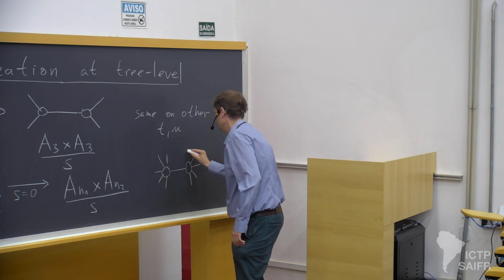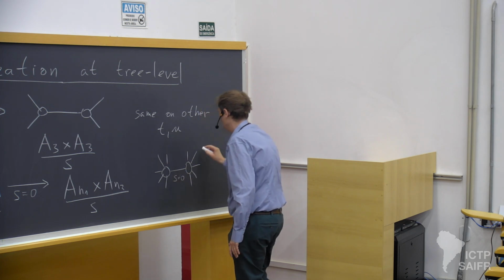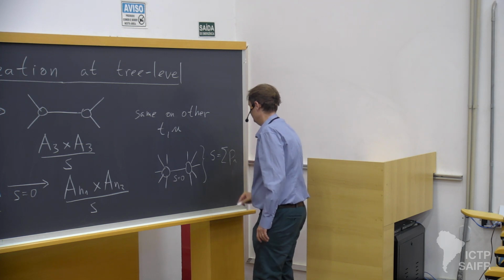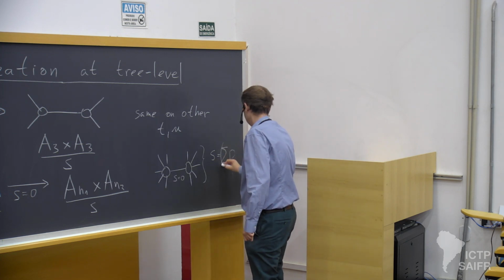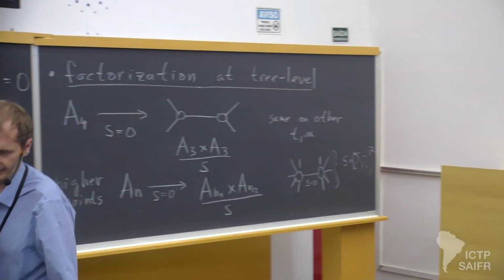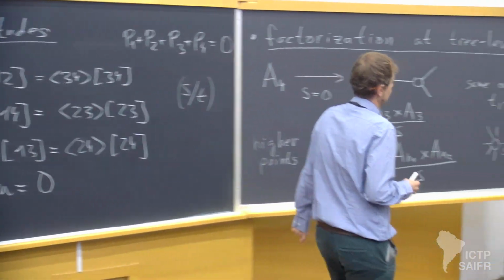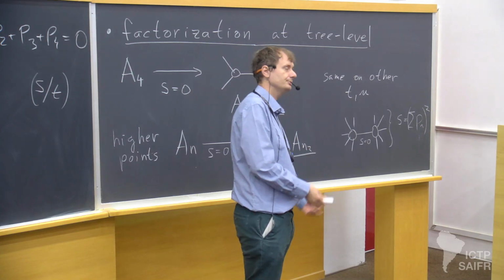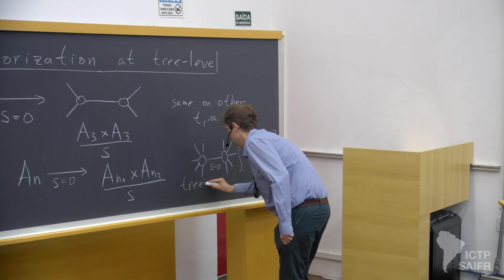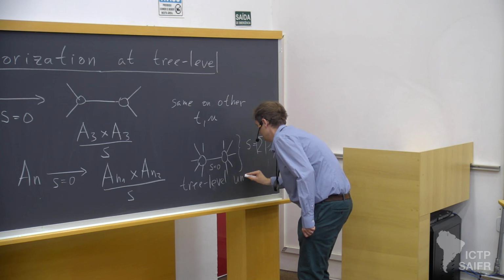So we typically draw these factorization diagrams. Yeah, it means that if S is 0, where S is now the square of a sum of momenta on one side, then the amplitude factorizes. Yeah, this is also called tree-level unitarity, because this is a property of the unitarity of the amplitude applied to tree level. Yeah, so the factorization. So we will call it factorization, or sometimes it's also called tree-level unitarity.